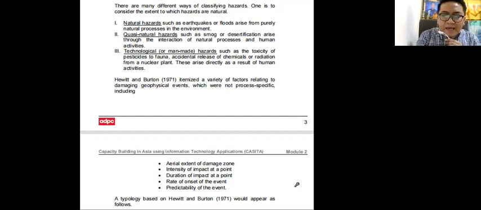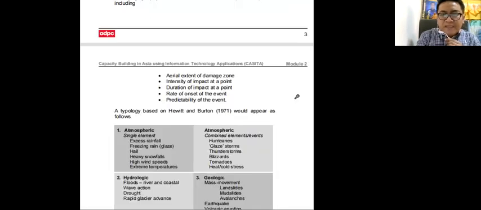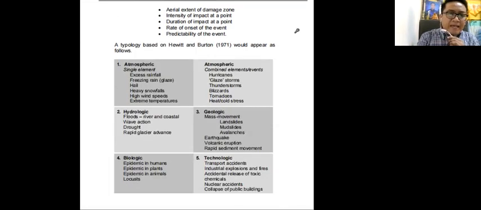Now, meron po tayong mapapansin na different types of hazard. Meron po tayong atmospheric, either in single element or combined element. Meron po tayong hydrologic, geologic, biologic, and technologic. So mapapansin po natin yan po yung mga bagay na pwedeng sabihin natin paghandaan.